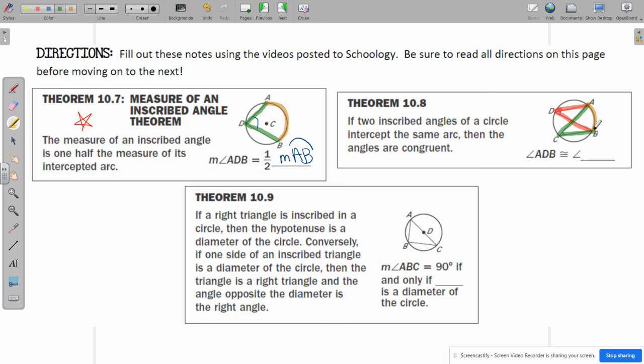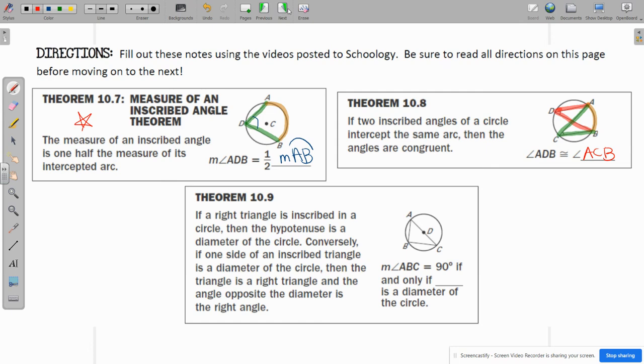Since they both intercept the same arc, both of these angles would be half of that arc's measure. So they're both half of that measure, which means they're both congruent to each other. So angle ADB is congruent to angle ACB.